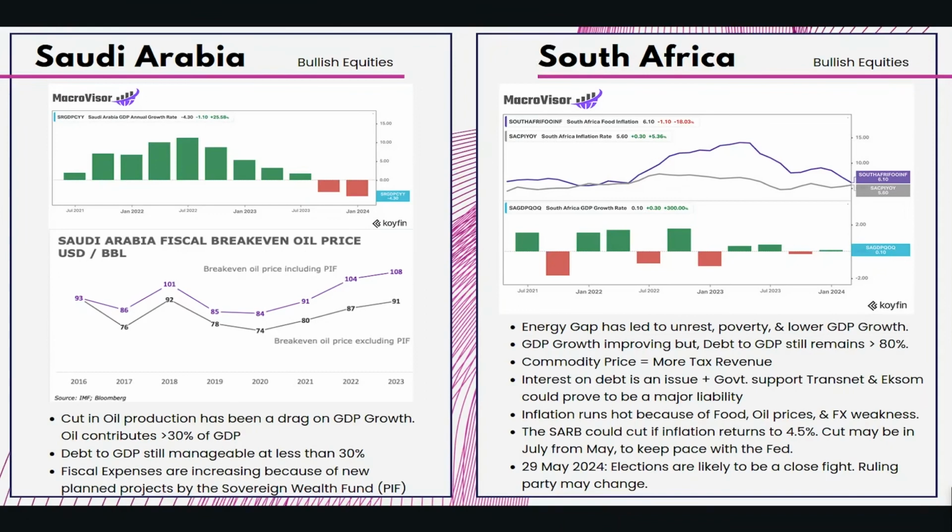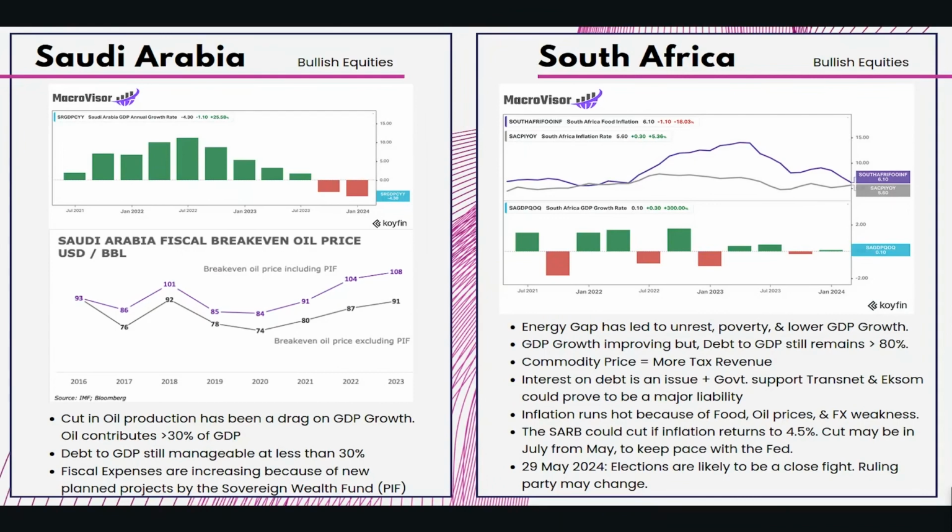So right now, the situation is such that if the Fed holds rates higher for longer, we're actually going to see a stronger dollar. And that's going to put pressure on a lot of emerging markets and frontier markets, and that might actually bring in more inflation as well into these countries. Elections are likely to be a close fight. The elections are going to be, I think, on May 29th. And the ruling party may actually get toppled because of all these power outages, which is creating a lot of poverty also in the country.